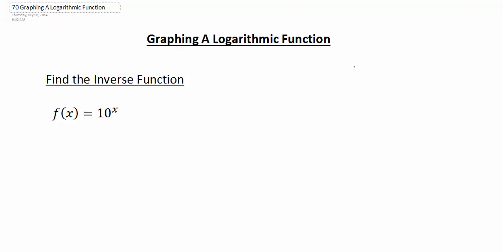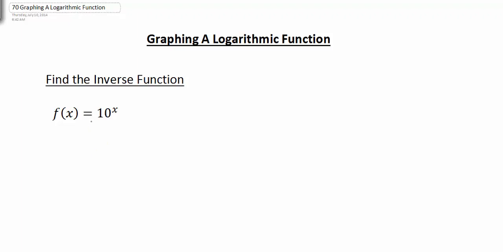We're now going to look at graphing a logarithmic function. And before we get into that, I want to look at how we can find the inverse function of f of x equals 10 to the x. Because here we're looking at your exponential function, and in order to find the inverse function, we're going to have to use our logarithms, and then we're going to look at graphing the logarithmic function that we come up with.